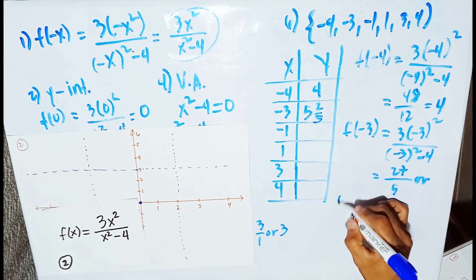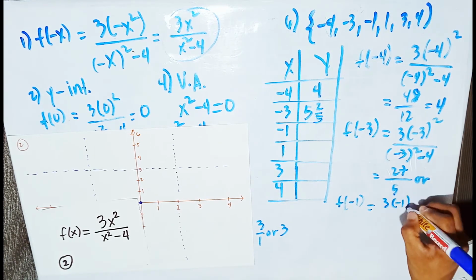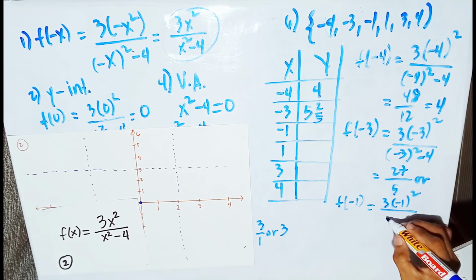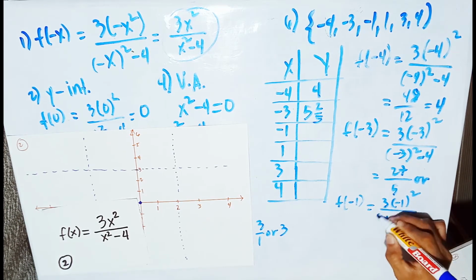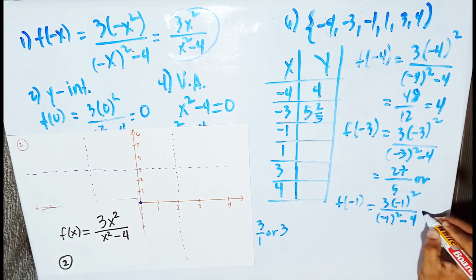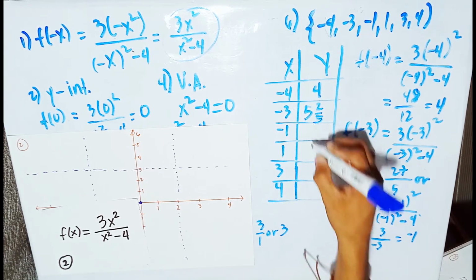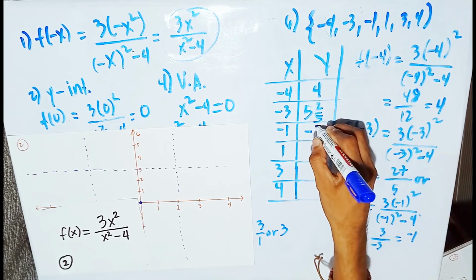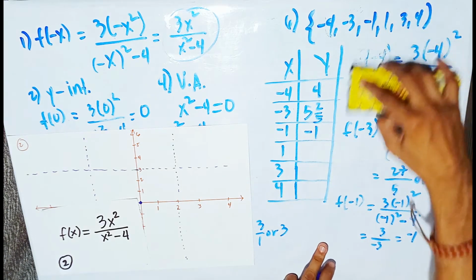Next, we have f of negative 1. F of negative 1, we have 3 times negative 1 raised to 2 over negative 1 raised to 2 minus 4. So it will equal to negative 1. So we have 3 sa numerator and negative 3 sa denominator. So we have negative 1 here. Negative 1. So mukhang hindi nakakasya. So erase na natin po itong nasa unahan.